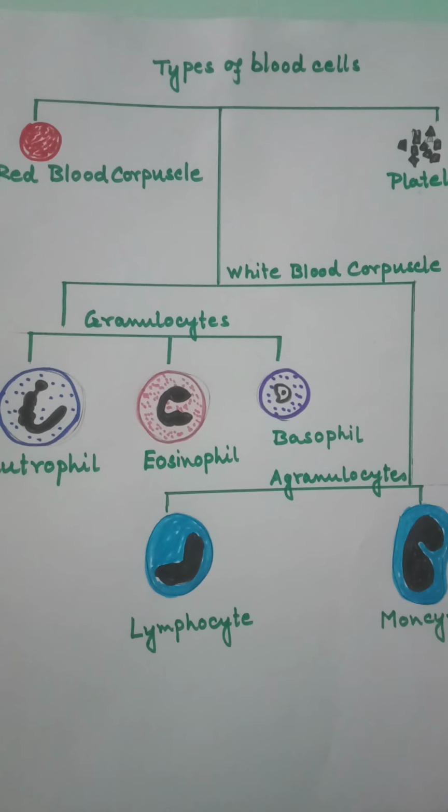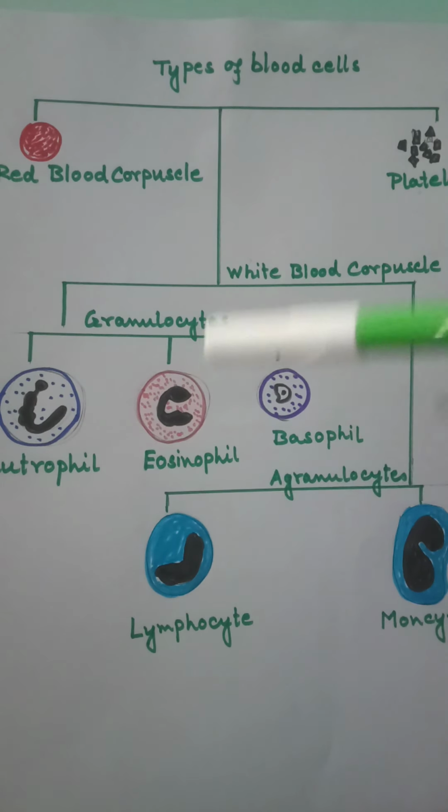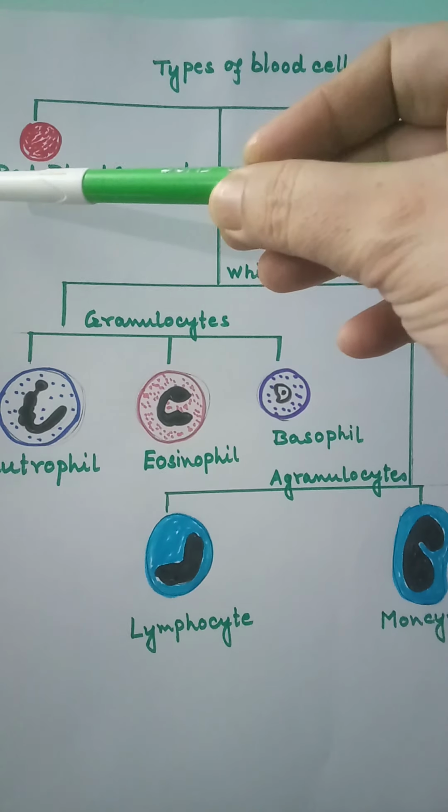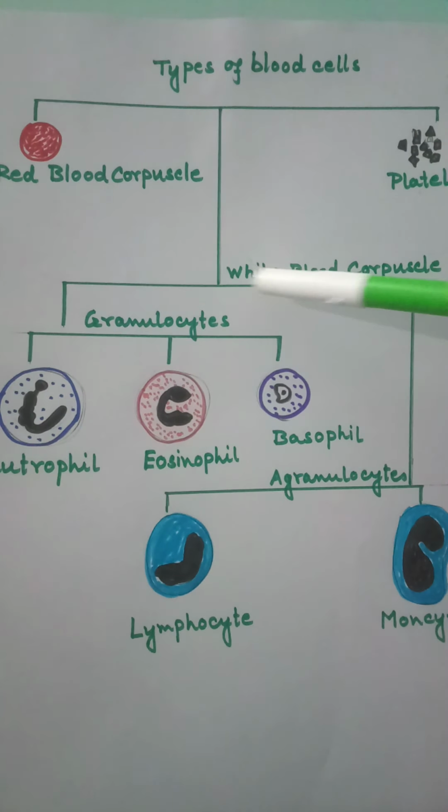Hello students, what do you see here? Different types of blood cells. Blood is a red colored fluid. The fluid part is called plasma. In the plasma remain different types of cells. These are of three types: red blood cells, white blood cells and platelets.